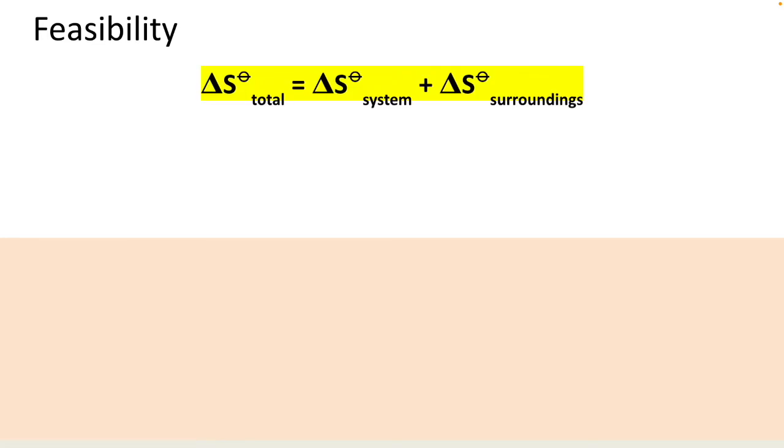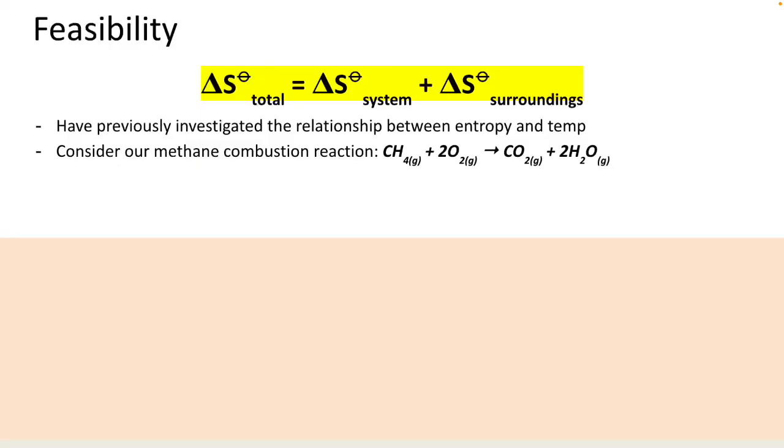Our chemical reaction doesn't just happen in isolation. We can't just consider how the entropy changes between the reactants and the products. We also need to account for how that entropy is going to affect its surroundings. So when we talk about the total entropy change, we're taking into account both of these factors. So let's put them together for our methane combustion reaction.